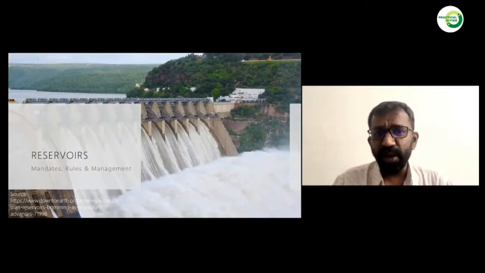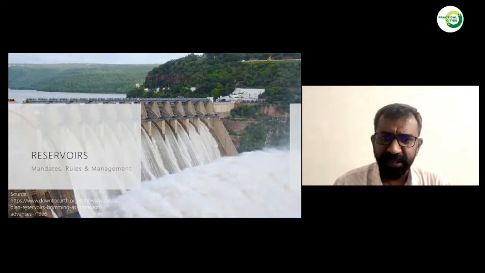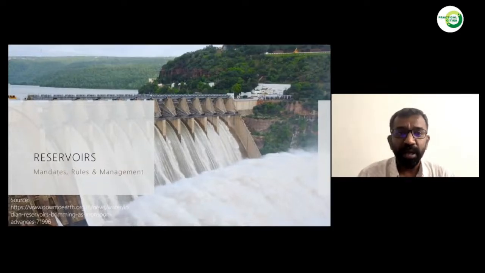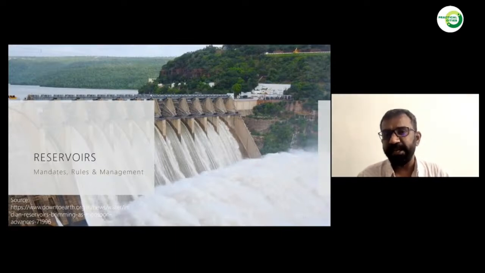One of the key aspects which we all take for granted is the water coming from reservoirs to the river and therefore to the city. Many people don't know that the reservoirs in India were all constructed as part of the 1960s to 1980s effort towards modernizing India.